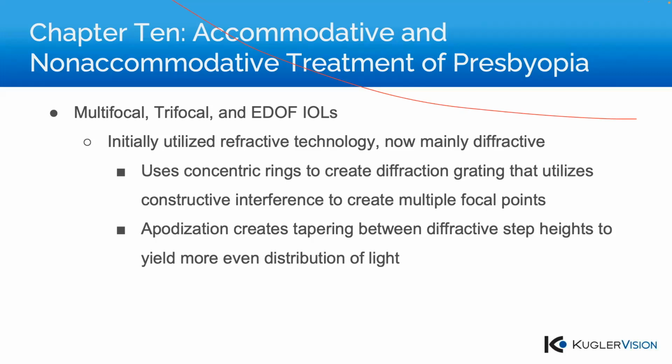If you're using a multifocal lens, that's often just a couple focal points, where you'll have a distance and a near add. Some of the more common near adds are 2.75 or 3.25. Or you can use a trifocal lens where you create distance, intermediate, and near focal points. There's another term called apodization, a tapering effect between these diffraction gradients that lessens the height and yields an even more even distribution of light to cause a smoother transition for patients. So those are commonly used lenses for presbyopia.